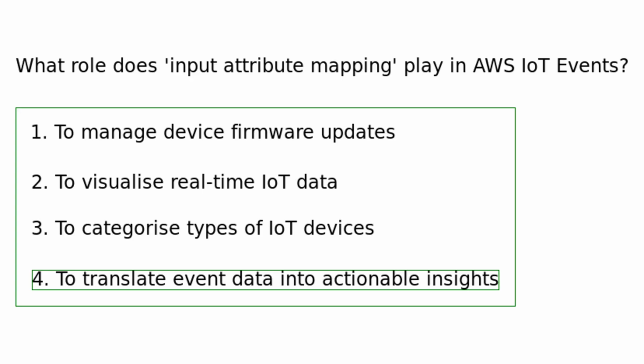Input attribute mapping in AWS IoT Events is used to transform and map incoming event data attributes into a format that detector models can process, facilitating accurate event detection and response.